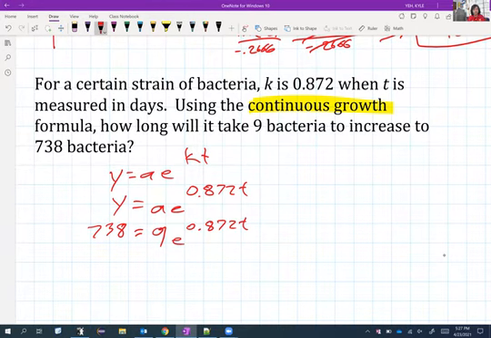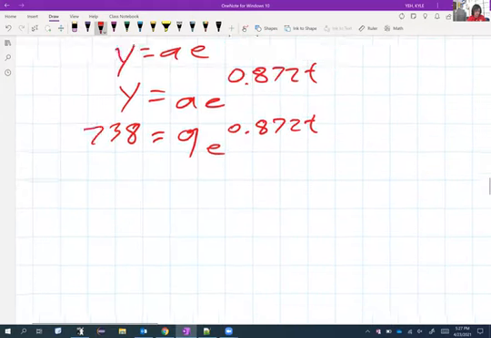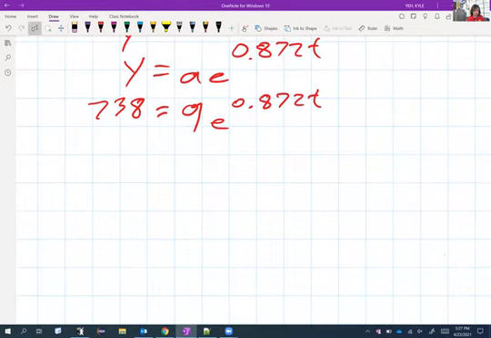And now it's not a word problem any longer. It's just a solve this exponential equation problem. Try it on your own. Pause the video, and then come back and see if your work matches mine.